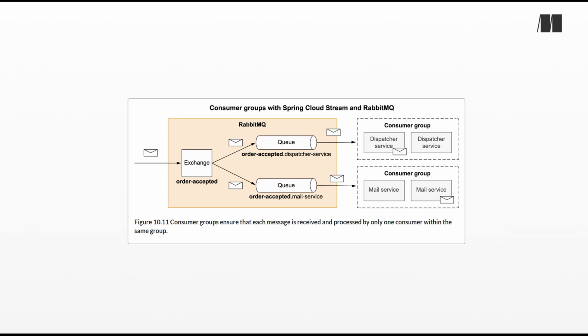Assume we have two applications, dispatcher service and mail service, interested in receiving events about accepted orders and deployed in a replicated fashion. Using the application name to configure consumer groups, we can ensure that each event is received and processed by a single instance of dispatcher service and a single instance of mail service, as shown in Figure 10.11. Figure 10.11. Consumer groups ensure that each message is received and processed by only one consumer within the same group.